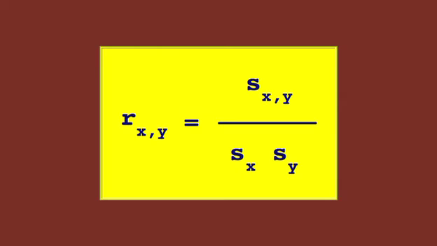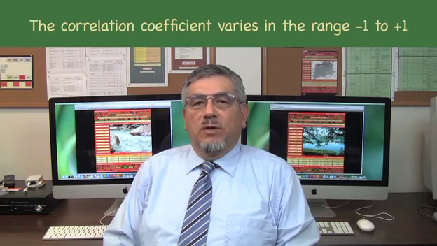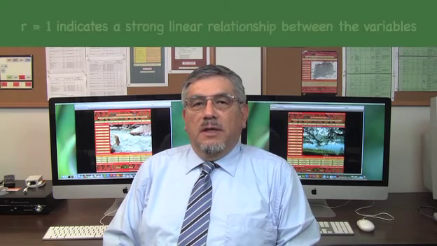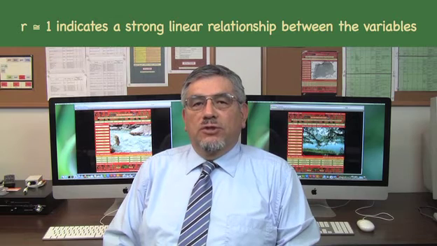The correlation coefficient is a measure of the linear dependence between x and y. It varies in the range -1 to +1. A value of rho or r close to or equal to 1 indicates a strong linear relationship between the variables, with large values of x associated with large values of y, and small values of x with small values of y.